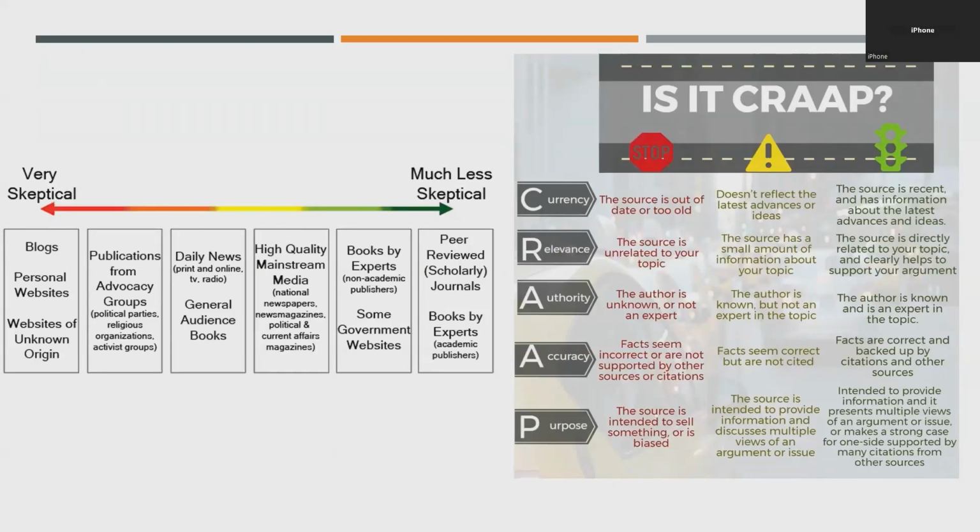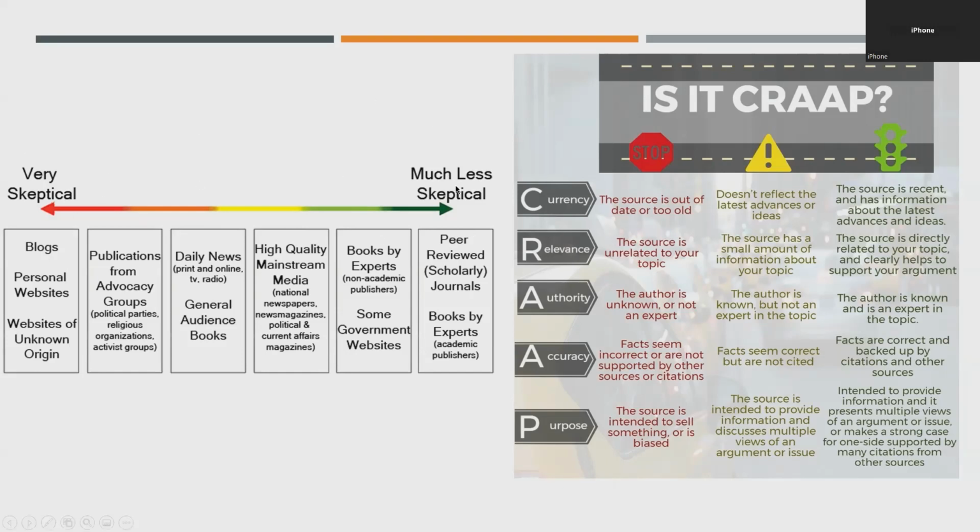We are towards the end of the presentation here. I know this is a lot of information. Hopefully most of it has been reviewed. Towards the end of this presentation, we're talking about what kind of sources are going to be more credible than others, or which ones are more trustworthy.